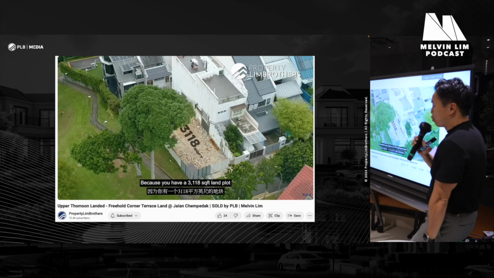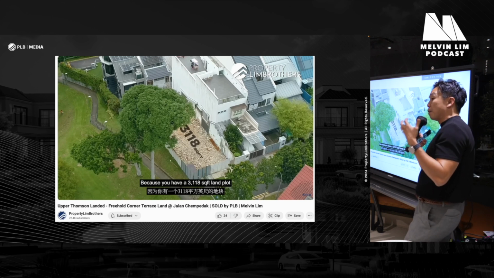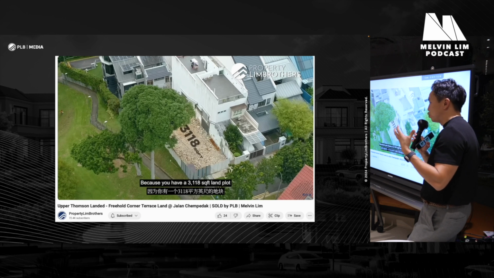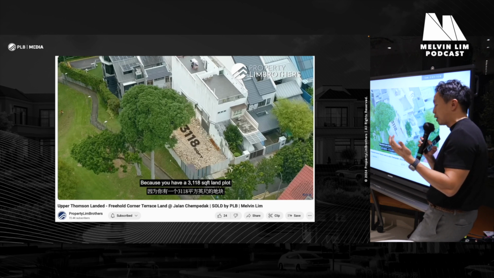But because of this, there was a new problem that we learned as well, which is that the banks don't want to finance up to 75%. The banks were a little bit fearful. They only want to finance 50% for the next buyer.